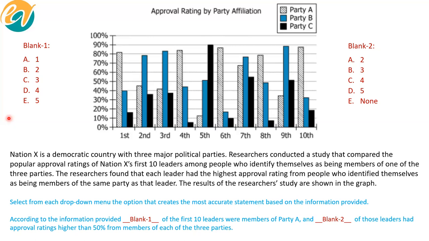Is the question clear? Okay, there were 10 leaders, and approval ratings are depicted for those 10 leaders in the graph. So first leader, for example, this leader. So how do we interpret this, by the way? By party affiliation. So how do we interpret this? Yes. Leader one.